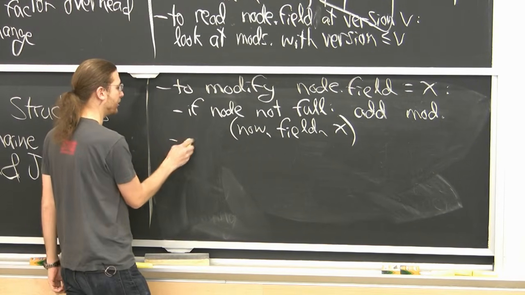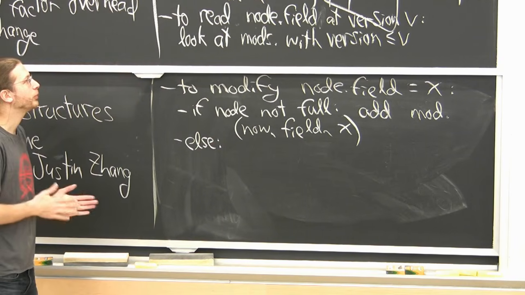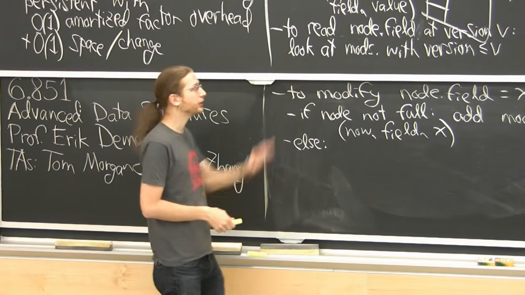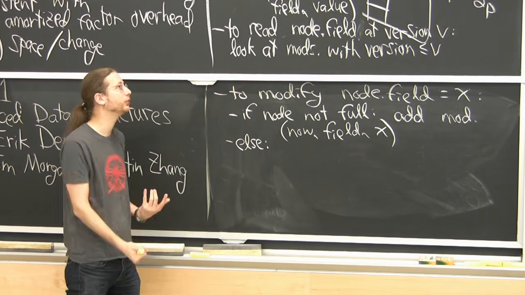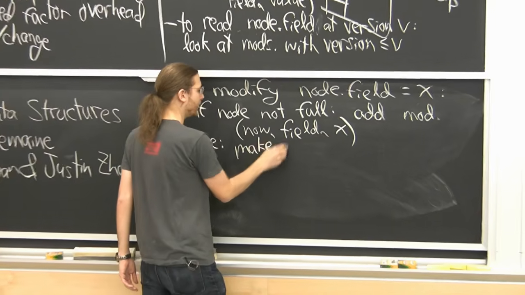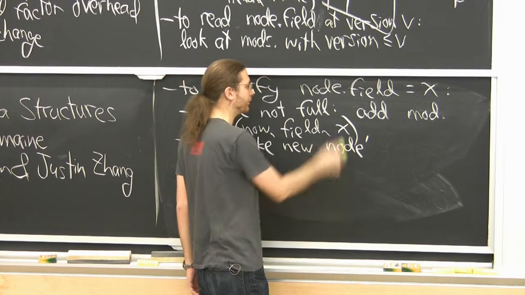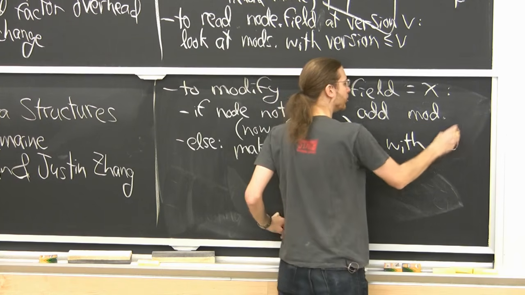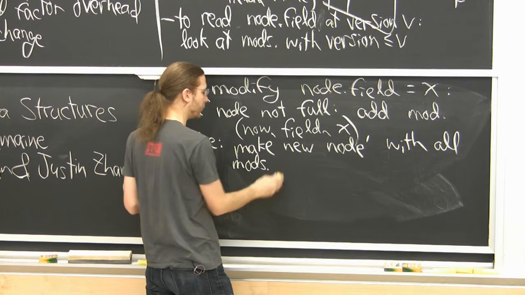The trouble, of course, is if the node is full. The moment you've all been waiting for. So what we're going to do here is make a new node. We've run out of space, so we need to make a new node. We're not going to touch the old node, just going to let it sit. It still maintains all those old versions. Now we want a new node that represents the latest and greatest of this node. Okay, so make a new node. I'll call it node prime to distinguish from node, with all the mods and this modification in particular applied.